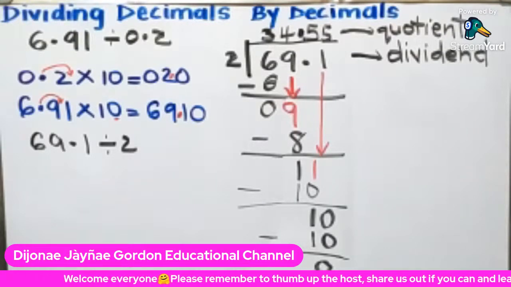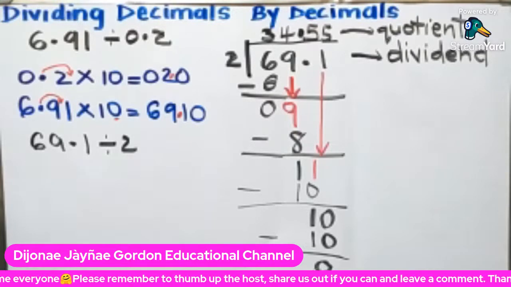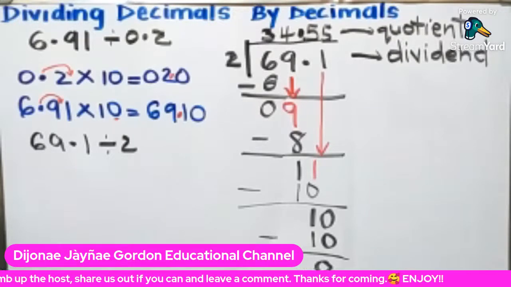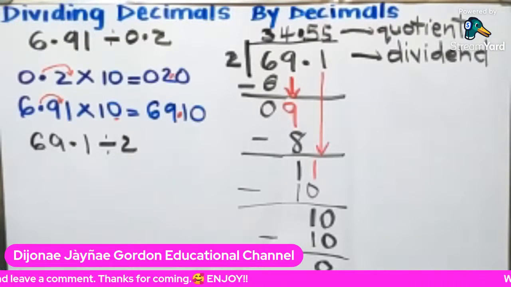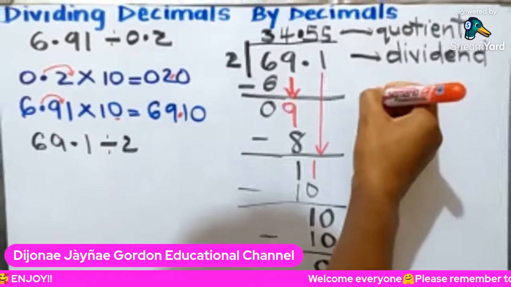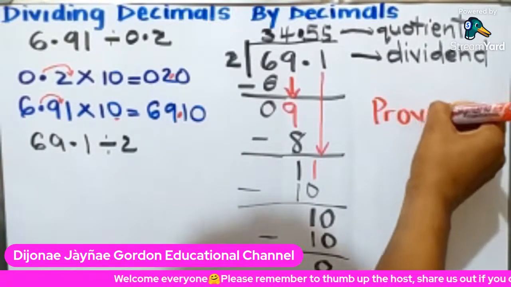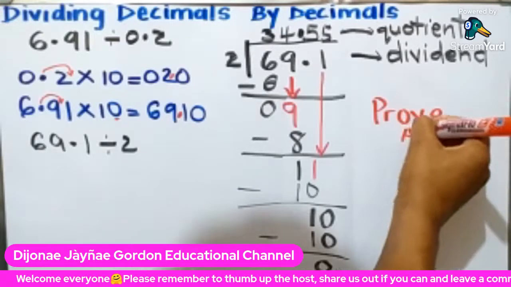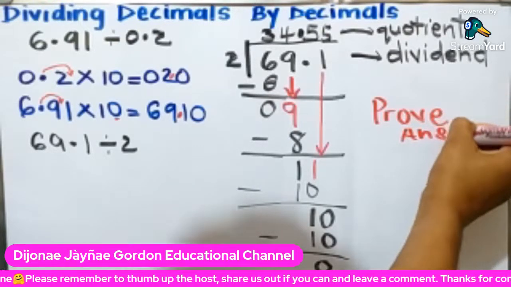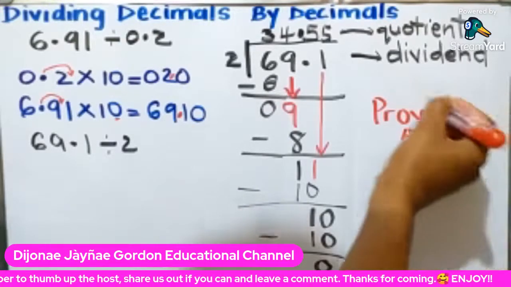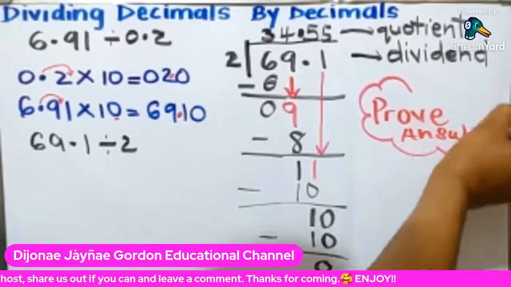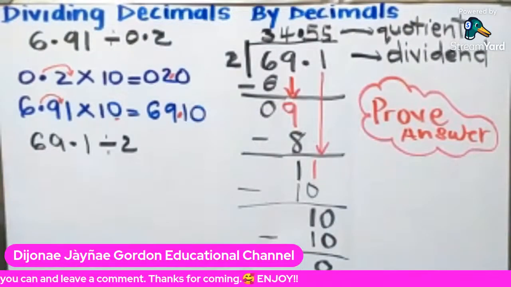So what we're going to do next, we're going to go right ahead and prove to see if our answer is correct. Let's go ahead and do that now. I'm going to write prove answer, P-R-O-V-E, and of course, answer, A-N-S-W-E-R. So that's what I'm going to be doing this time. I'm going to be proving my answer right there.